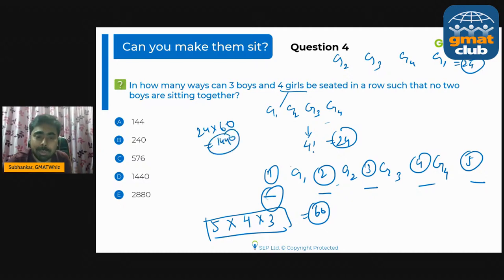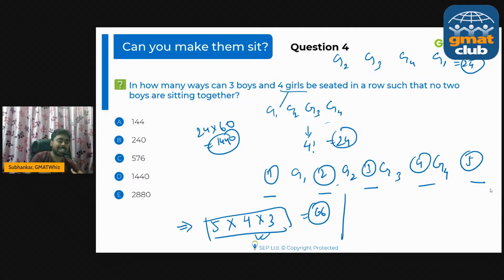Now, I believe the girls part is pretty clear. If you have any doubt in these particular things, like how it's not the filling space method, how should I do it? You can have a separate idea about this also. What do I mean by that? I'll tell you about that particular idea also, though I need not use it. I can do it in a different way as well. There are 5 spaces. So can I say out of these 5 spaces, 3 spaces will be occupied by the boys, right? Because I make those 4 girls sit in any order, and there are 5 spaces which are created.